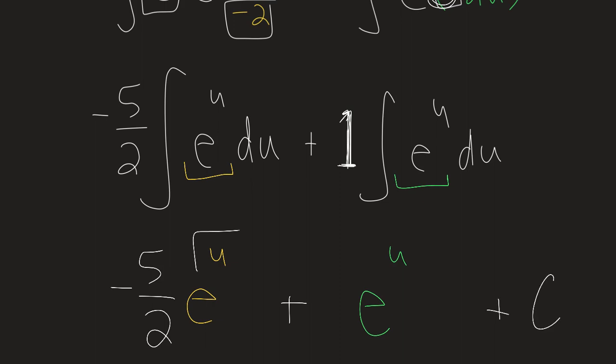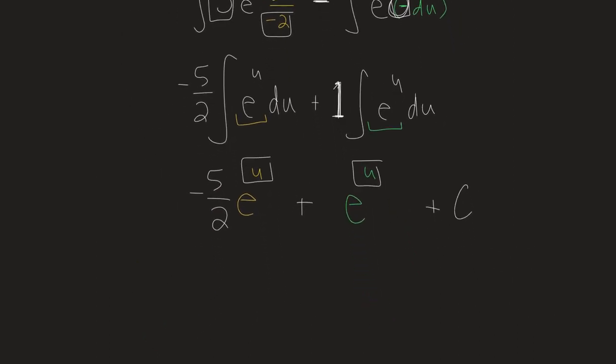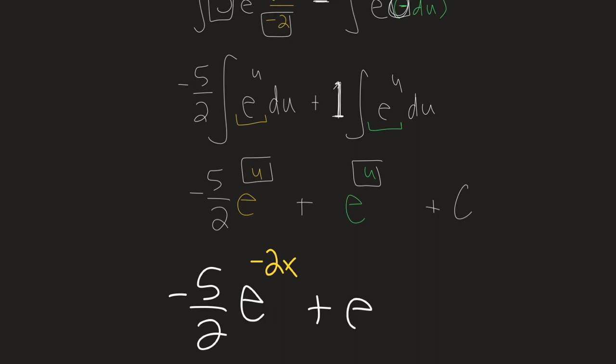Then your last step is to come back here and replace each of your u's with their respective things from up above. So the yellow u was negative 2x. And the green u was negative x.